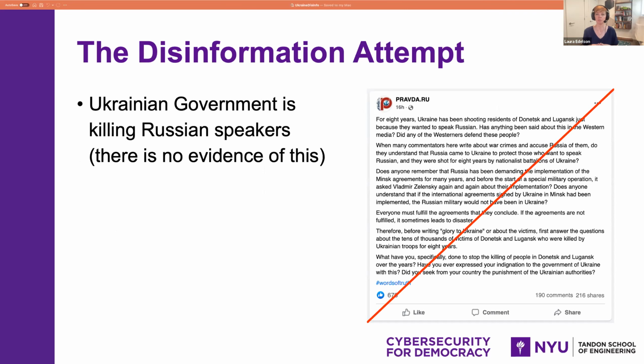So the overall myth that Russia was trying to spread at the beginning of the invasion is that the Russian government was, and had been for years, killing Russian speakers in Donetsk and Luhansk, basically for the supposed crime of speaking Russian. And this was one of the primary narratives that Russia used to justify its invasion of Ukraine. But it played out very differently in the information ecosystems in different languages and geographies.